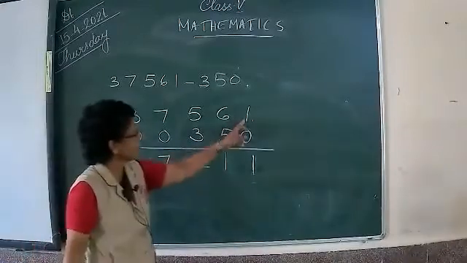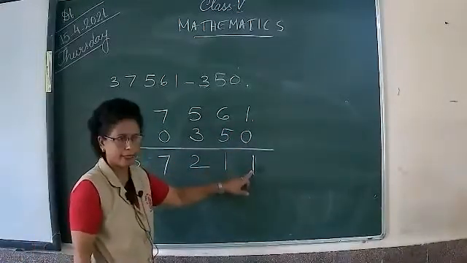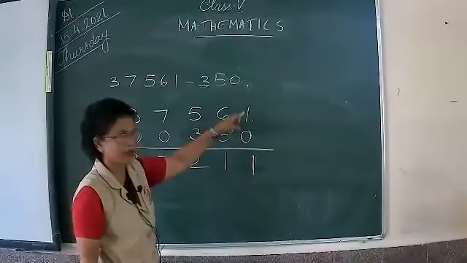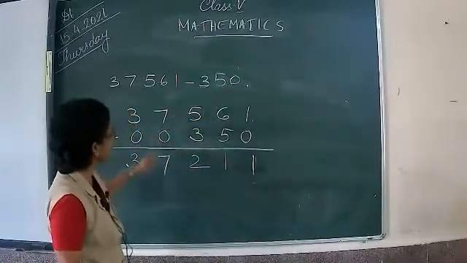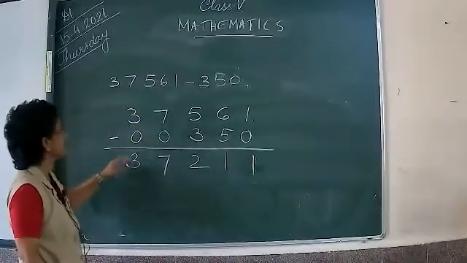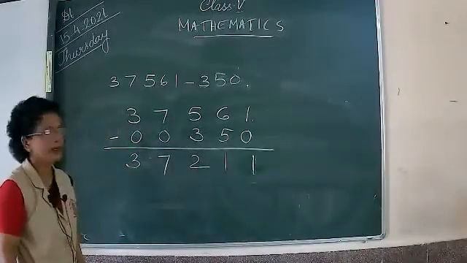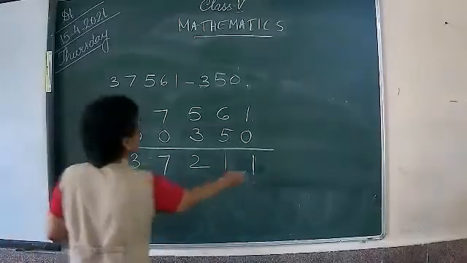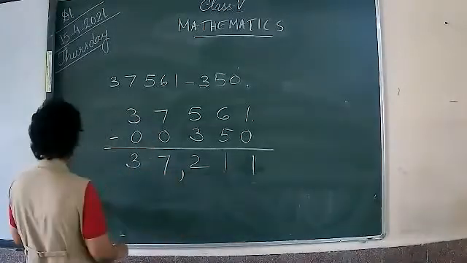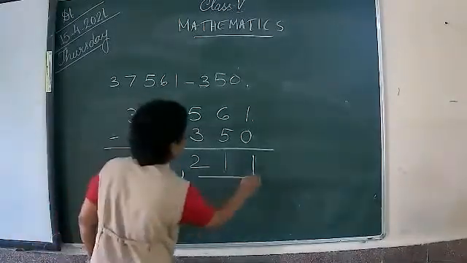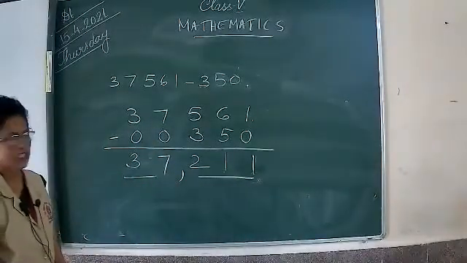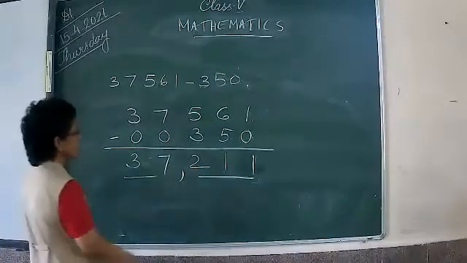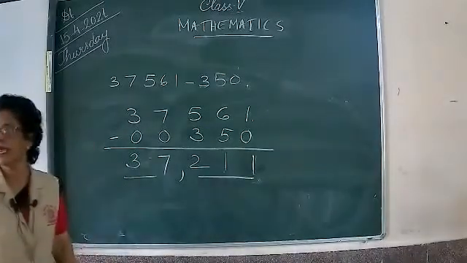You check there. 1 minus 0, 1 here. So 1 plus 0, 1. 5 plus 1, 6. 2 plus 3, 5. 7 plus 0, 7. 3 plus 0, 3 there. Clear? That answer 1, 10, 100, 1000, 10,000. 37,211 there. Understood, children there? So this way you have to be very careful.